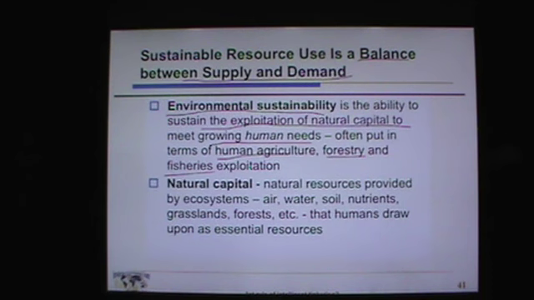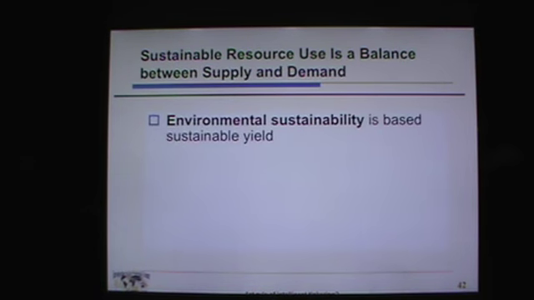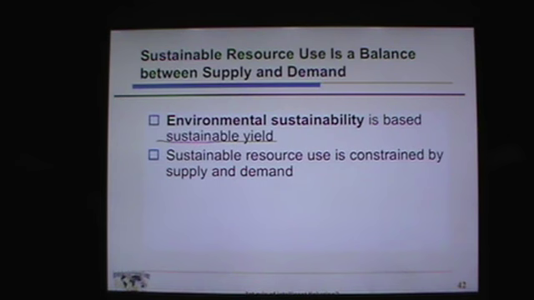Natural capital, natural resources provided by ecosystems. We've seen this before. It's the air, it's the water, it's the soil, it's the nutrients, whatever it takes to grow the crops that we need to keep us healthy. Environmental sustainability is based upon the idea of sustainable yield. Well, what does that mean? Don't harvest something faster than it can replace itself.